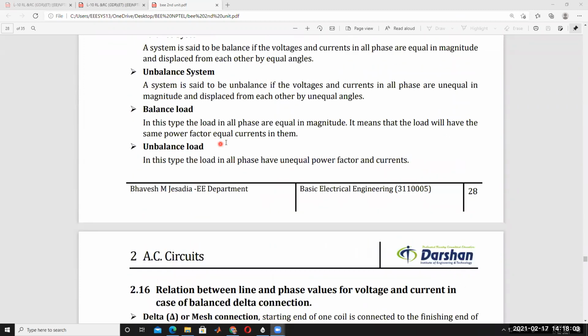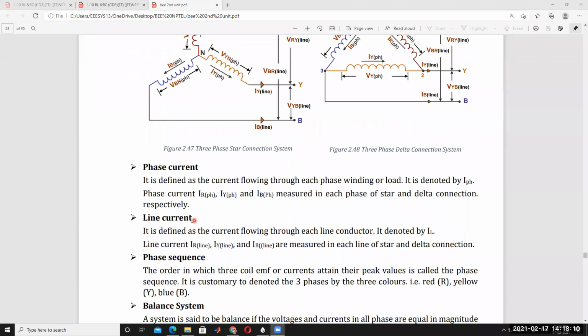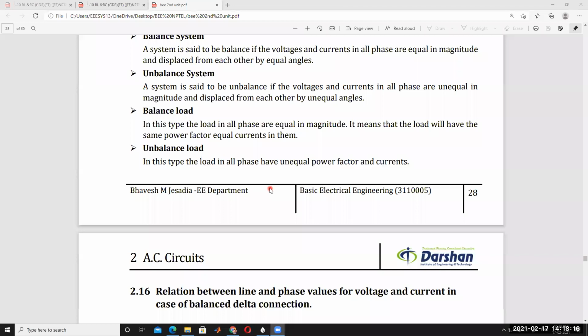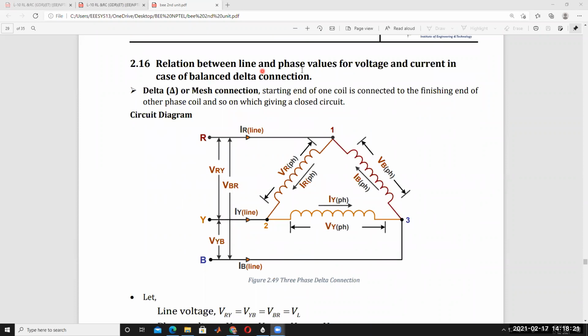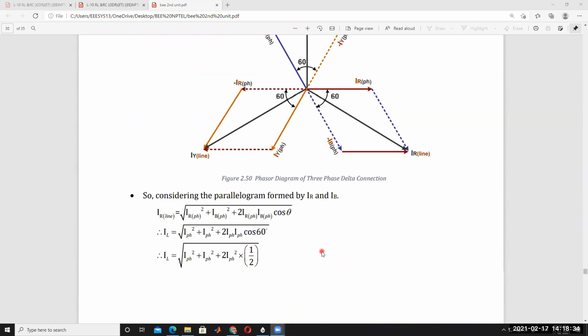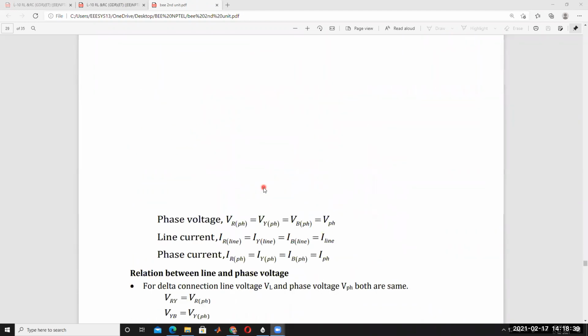So that is about some definitions of balanced and unbalanced systems, phase sequence, and line currents. These are the different small definitions. Then coming to the new concept: the relation between line and phase values of voltage and current in the case of a balanced delta connection. We will discuss the balanced delta connection first, and then the balanced star connection.